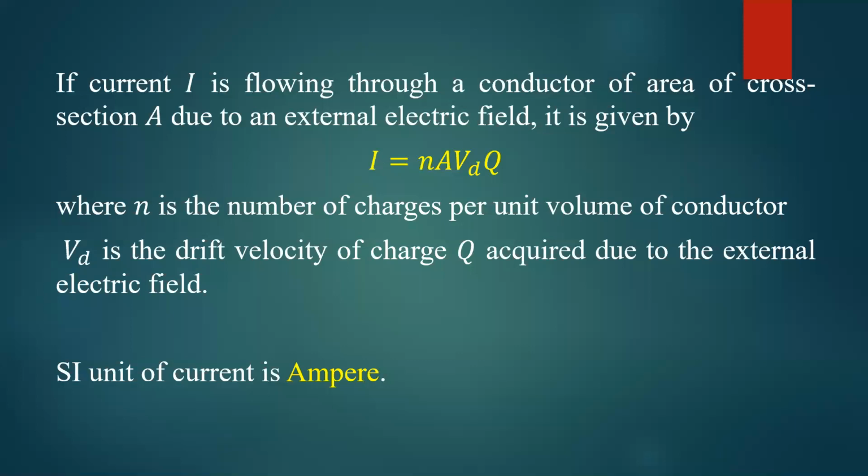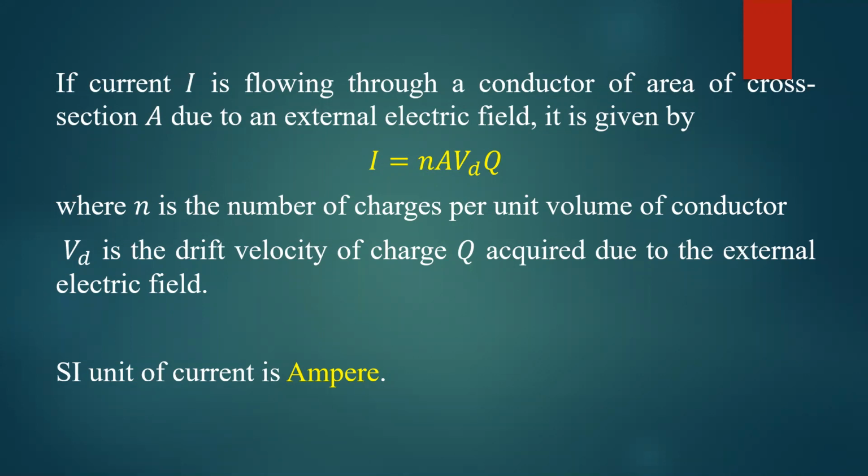Okay. So if current I is flowing through a conductor of area of cross section A, suppose a conductor is there and the conductor is having the area of cross section A, then current I is flowing through that particular conductor due to an external electric field. What is external electric field? It is nothing but battery, or EMF. Then the expression for current is given by I equal to nAVd into Q.